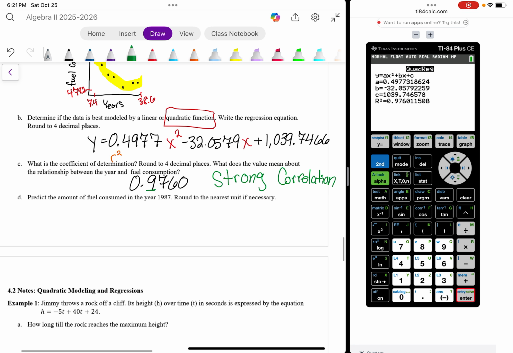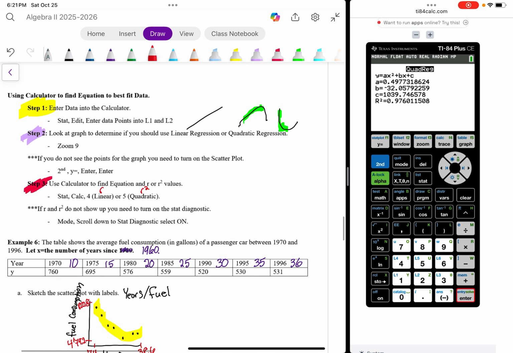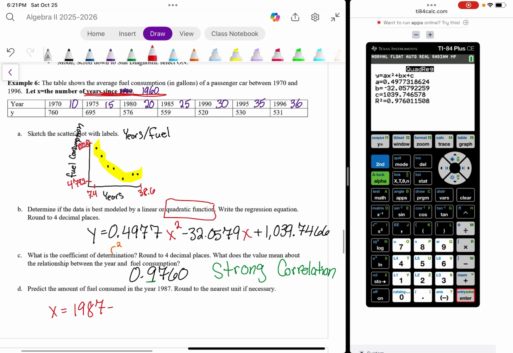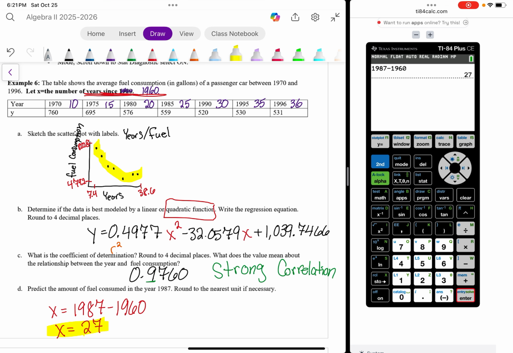Then lastly, they want us to predict the amount of fuel consumption in the year 1987. So first we need to figure out what our x value would be in 1987. To do that, we subtract the year that we are counting from. So at the beginning, they said x is the number of years from 1960. So we're going to subtract 1960 from 1987 to get our x value. So we have 1987 minus 1960. That gives us 27. That 27 is what we're going to replace x with in our equation.